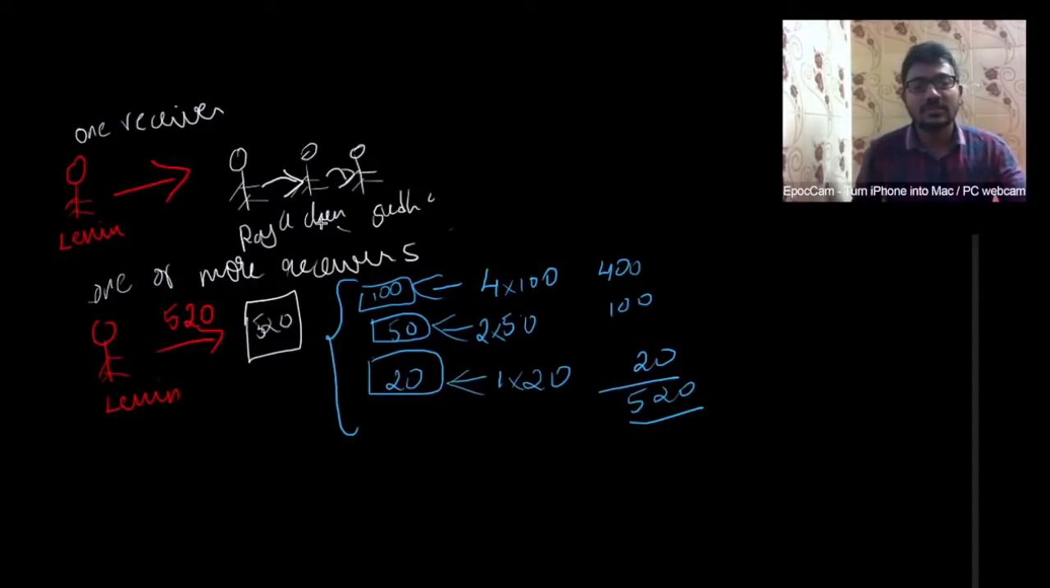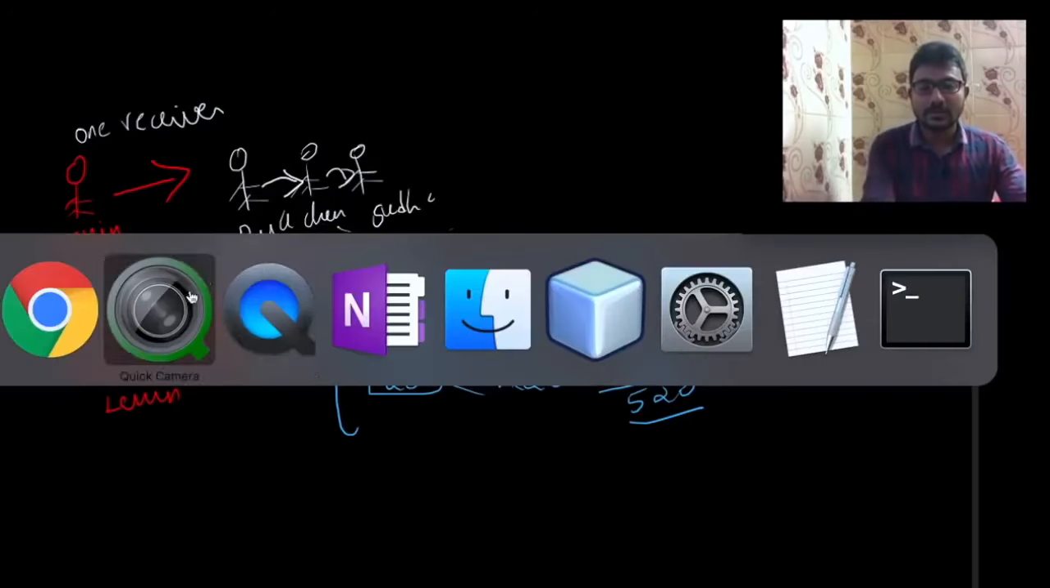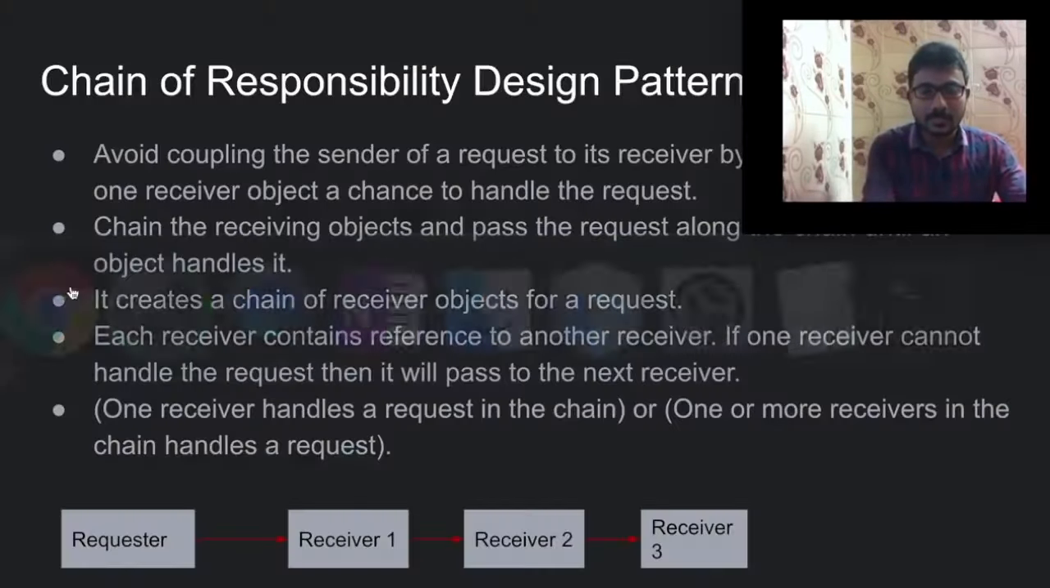Chenchu will try to answer that question. If Chenchu doesn't know the answer to that question, then he will forward it to Sudha. Here the request has been forwarded to other receivers if the receiver has no idea how to reply to that request. So this is the example where one receiver handles a request in the chain.